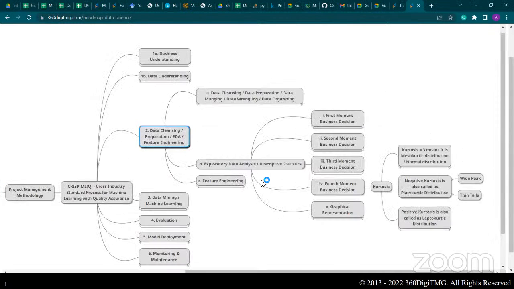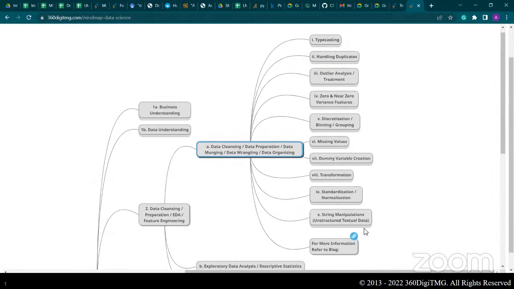In pre-processing, we have 10 different kinds of pre-processing techniques that we use. We use typecasting. We use typecasting to change the data type. Okay. So let's see what happens in typecasting.